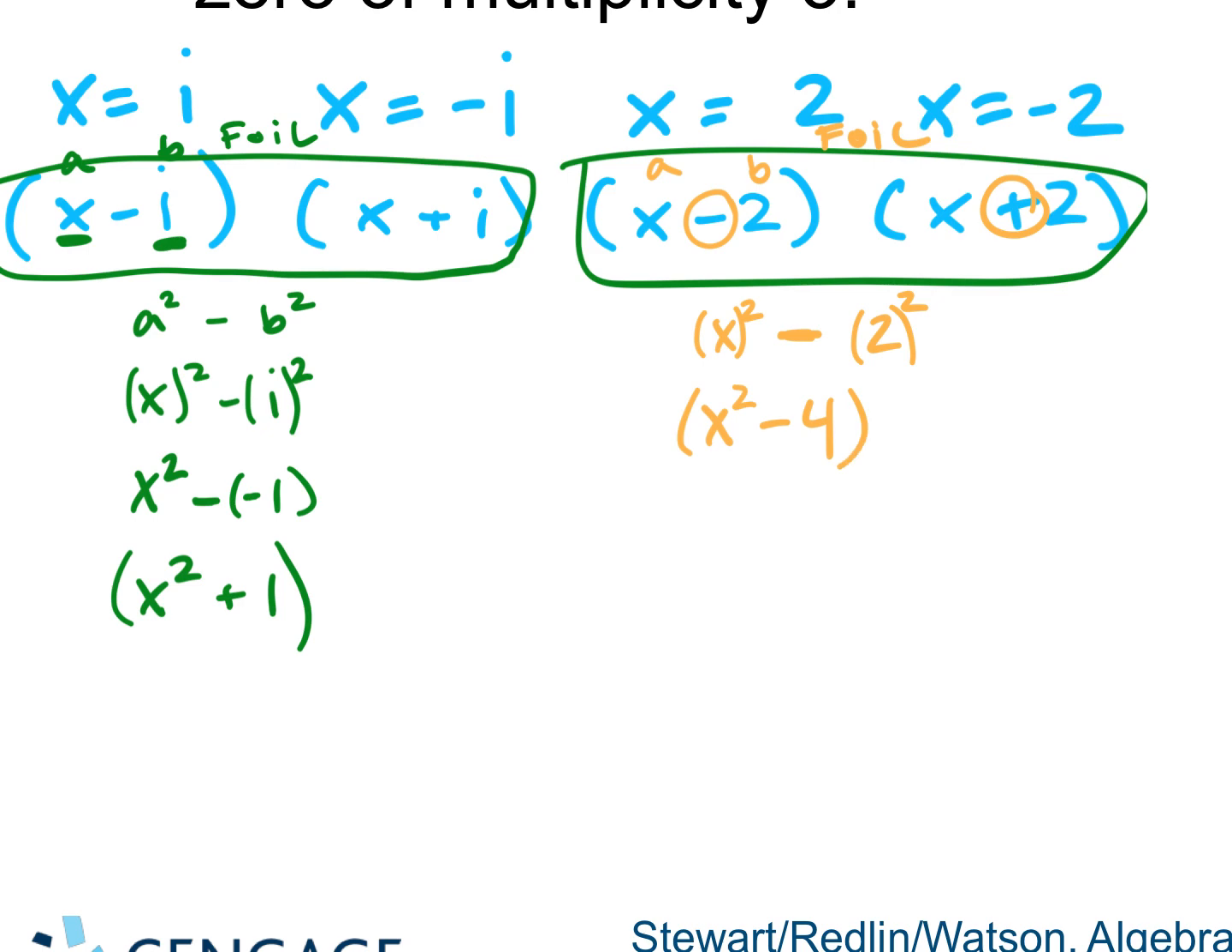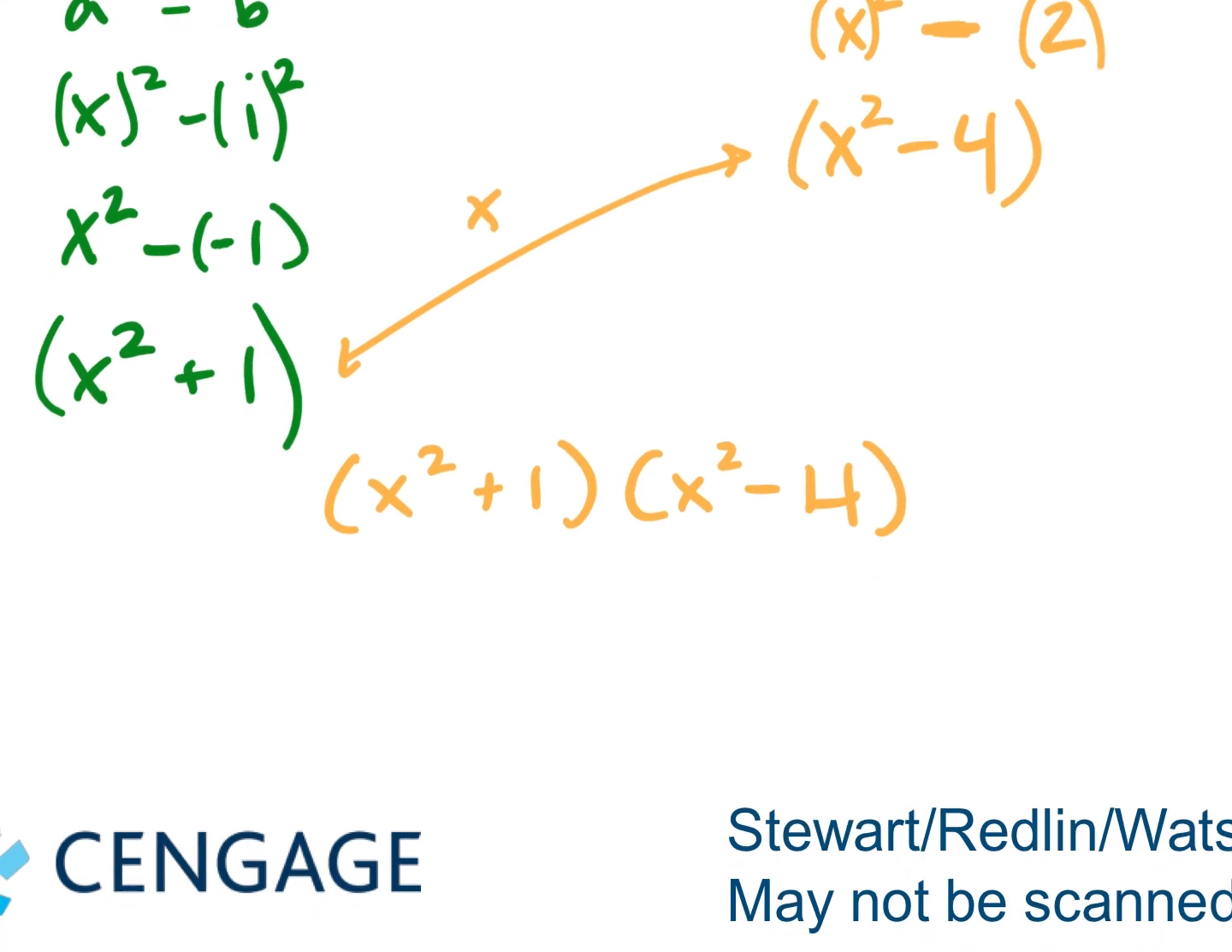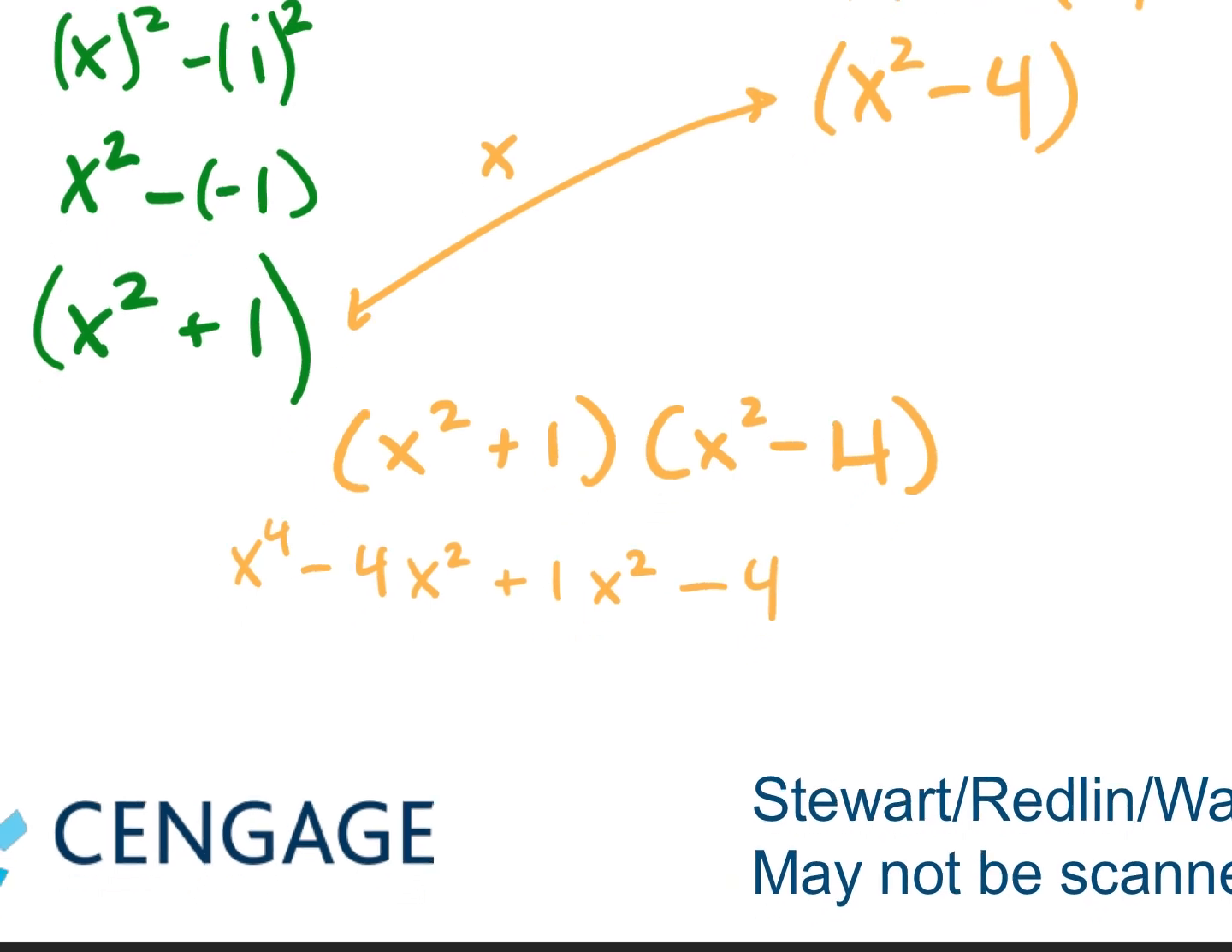So now I'm just going to multiply these two together. So I have x squared plus 1 times x squared minus 4. These are not conjugates. We actually have to FOIL them out. What's x squared times x squared? x to the 4th. x squared times negative 4. Then 1 times x squared, 1x squared. 1 times negative 4, negative 4.